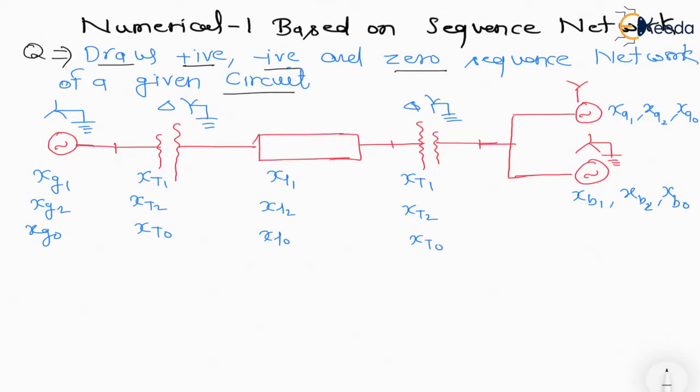So we have the given circuit, and the connection of the transformers as well as the generators has been given, and the positive, negative and zero sequence impedances have been given for each of the elements. So now we have to draw the positive, negative and zero sequence networks. First I am approaching the positive sequence network.